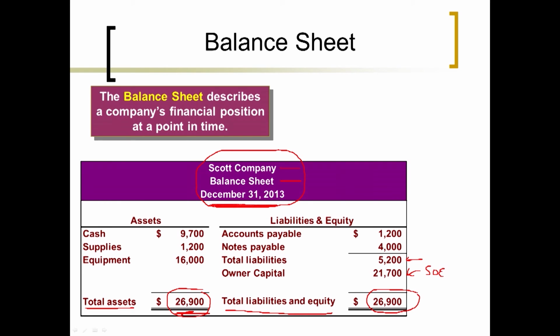Now how is this date different than the previous statements? It doesn't say for the month ended. It just lists a date, and that's proper. There's two ways to do it that's proper. To either say December 31st, 2013 or as of December 31st, 2013. I want to show you why it would be wrong to say for the month ended December 31st, 2013.